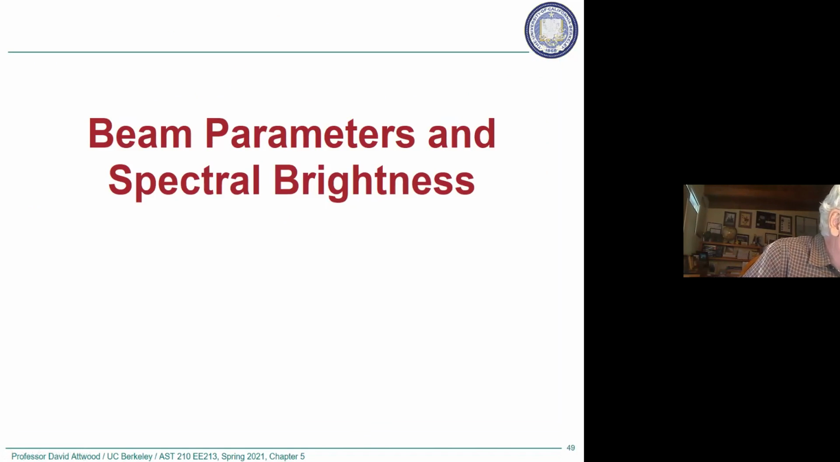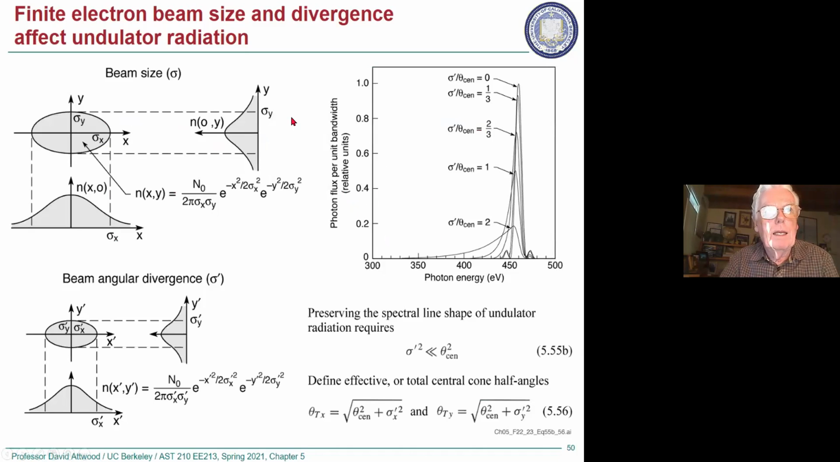So beam parameters and spectral brightness. These are important measures. This is showing a transverse view, a cut through the electron beam. So beam size and beam divergence. The electrons are not all going exactly parallel to the z-axis. They have a little variation around them, hopefully not too much. And the beam size, the beam is considered to be Gaussian in both directions, in the x direction and in the y direction, okay?